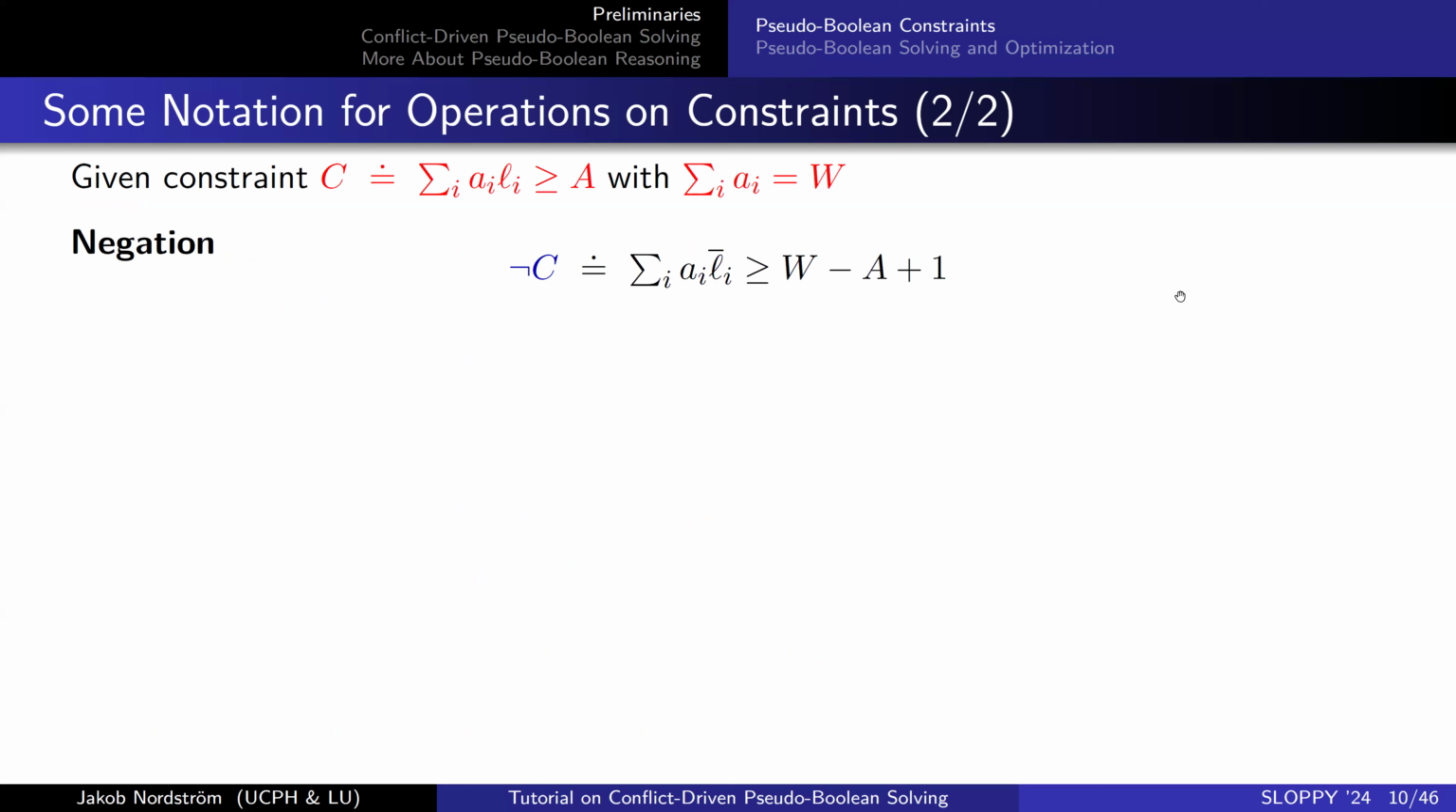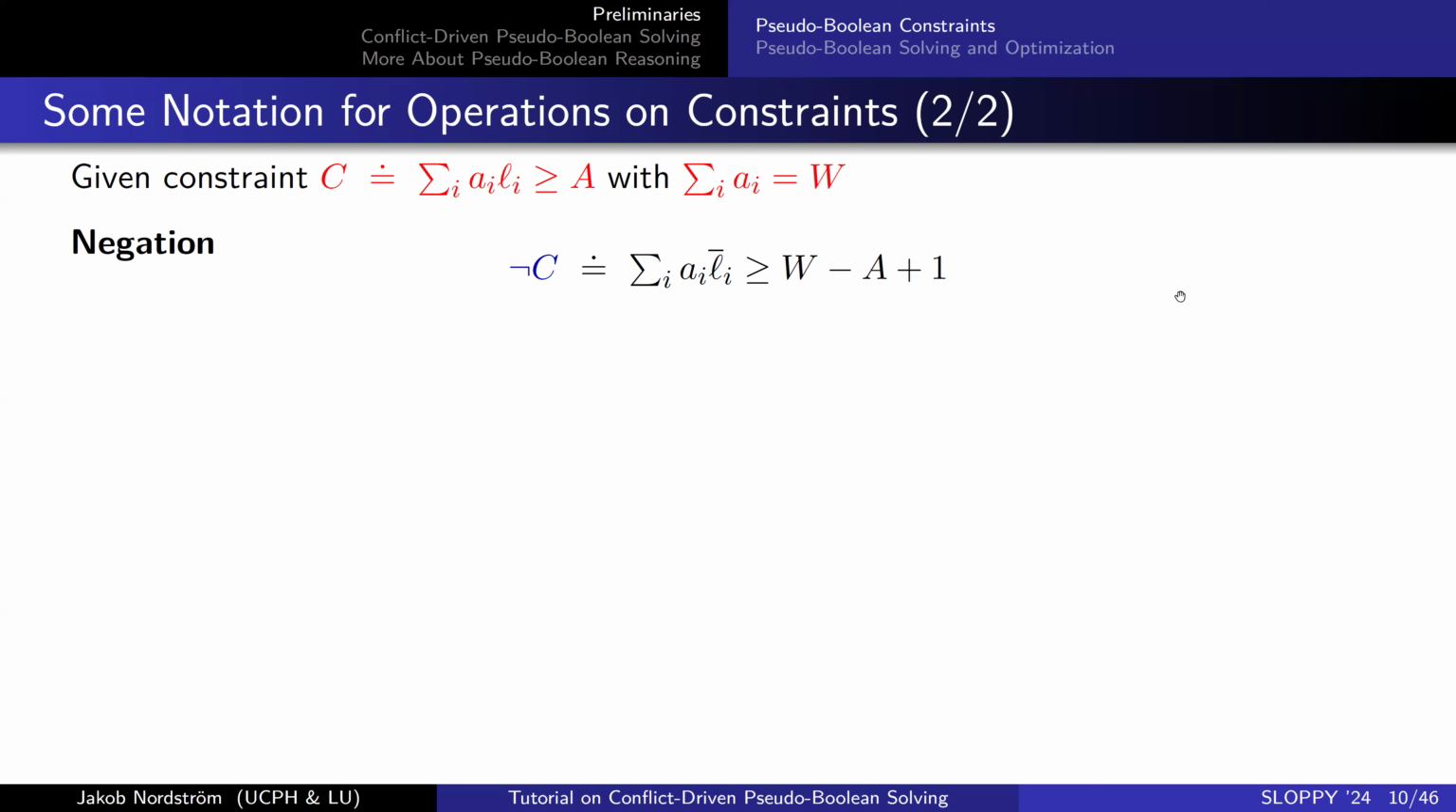Another piece of notation, if I want to negate the constraint. C is again a canonical constraint, C being some sum of a_i l_i greater or equal A, and the total coefficient weight is W. The negation of C is saying that this sum is strictly smaller than A, or saying sum of a_i not l_i greater or equal W minus A plus 1.